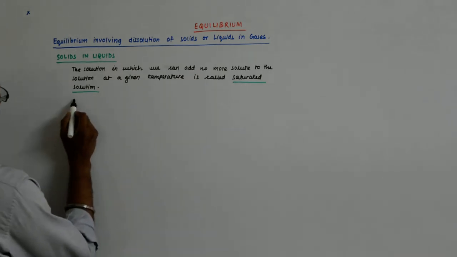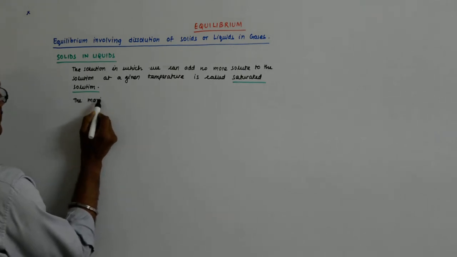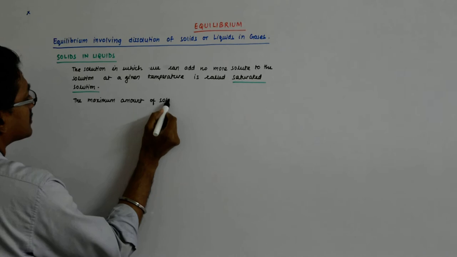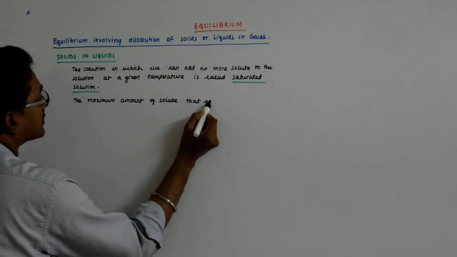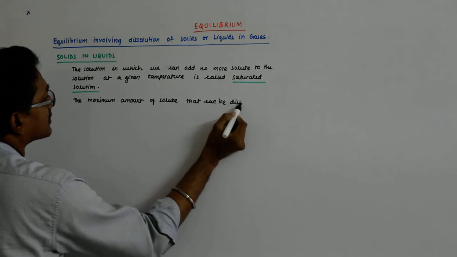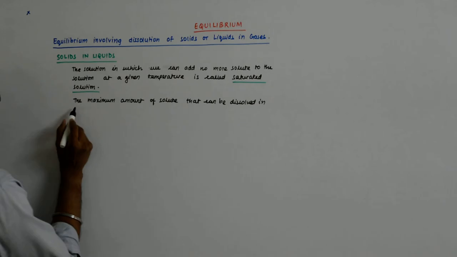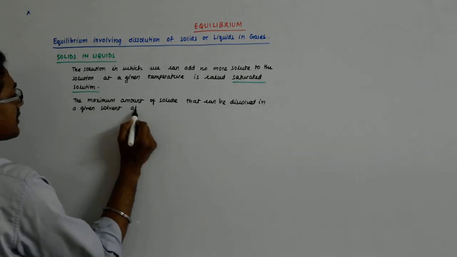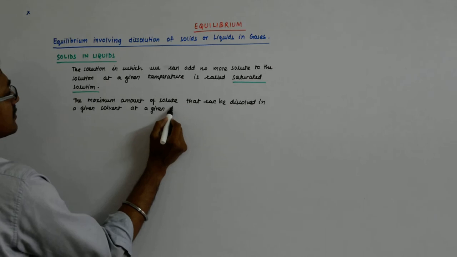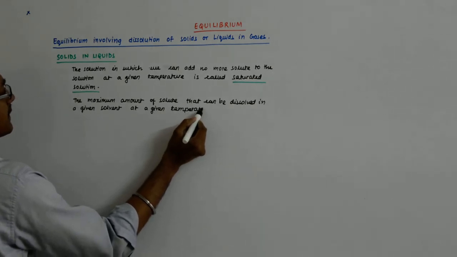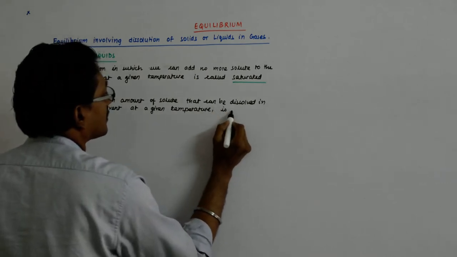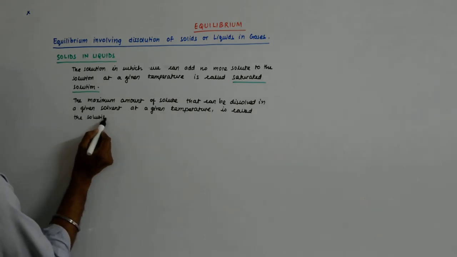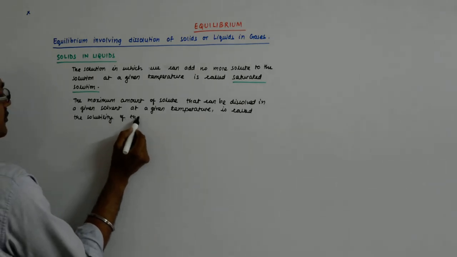In a given solvent, the maximum amount of solute that can be dissolved in a given solvent at a given temperature is called the solubility of that solute.